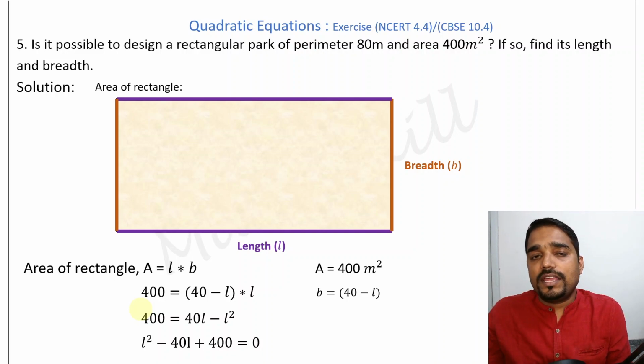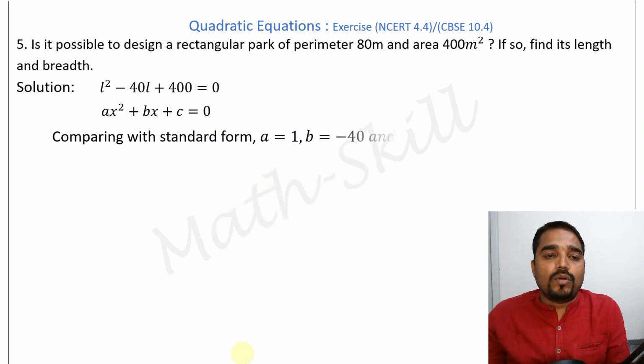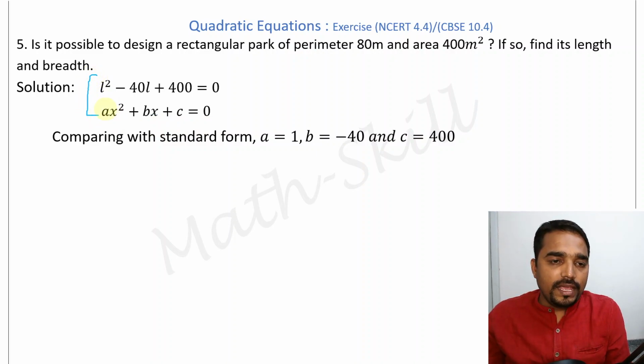This equation cannot be simplified further as all the three terms are unlike terms. That is, one is an L square term, one more is an L term, and one more is a constant term. Therefore, this equation looks like the standard form of quadratic equation, that is ax square plus bx plus c equals 0. Comparing both the equations, wherever there is a, we have 1, that is a is equal to 1.